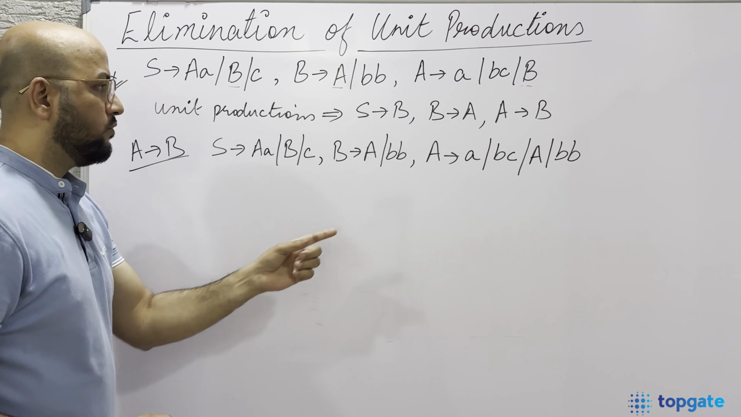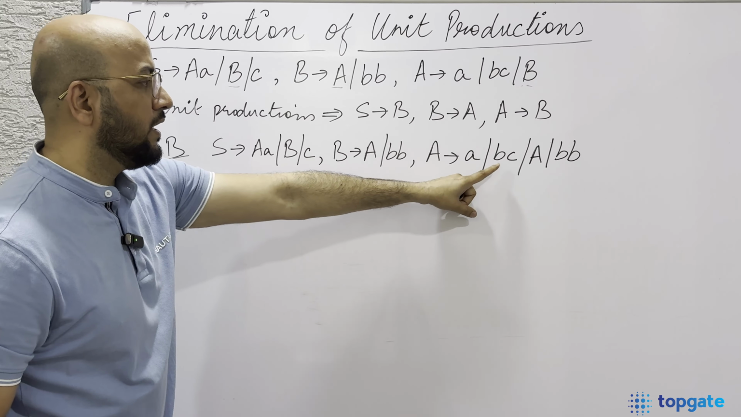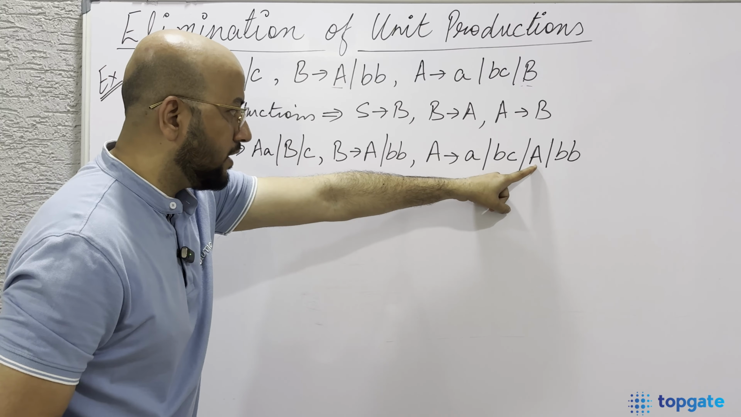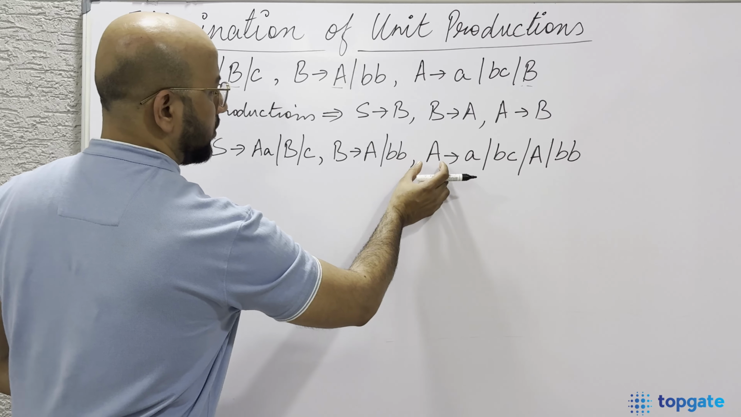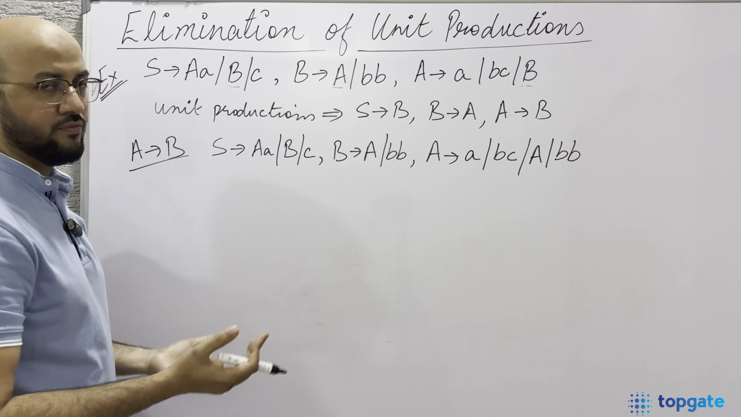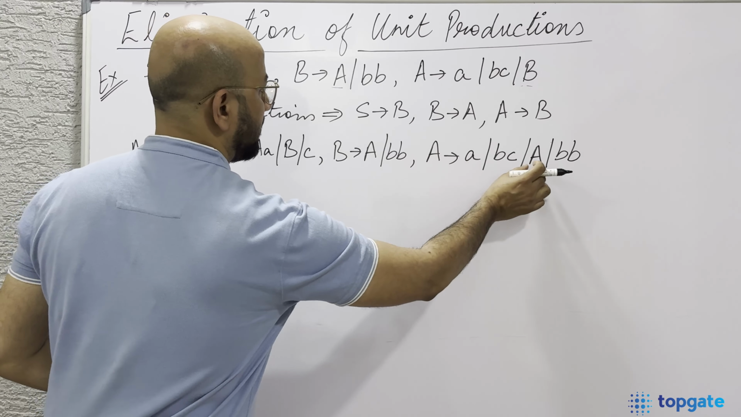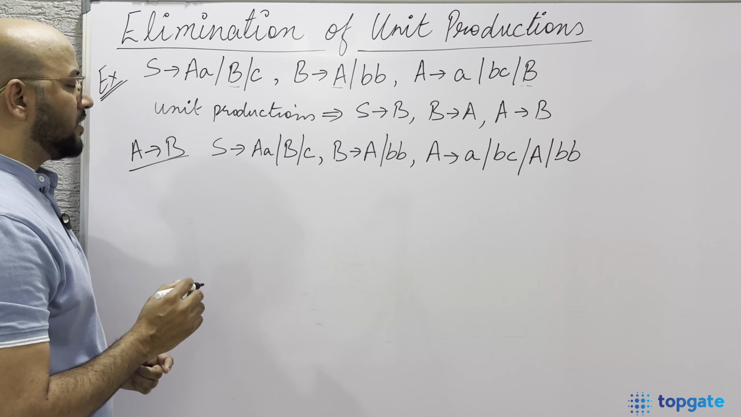Clear? So we now have A derives BC, A derives A, and A derives BB. Now A derives A can be eliminated directly, because every variable derives itself also. So this one can be removed from here directly. Now let's work on the next one.